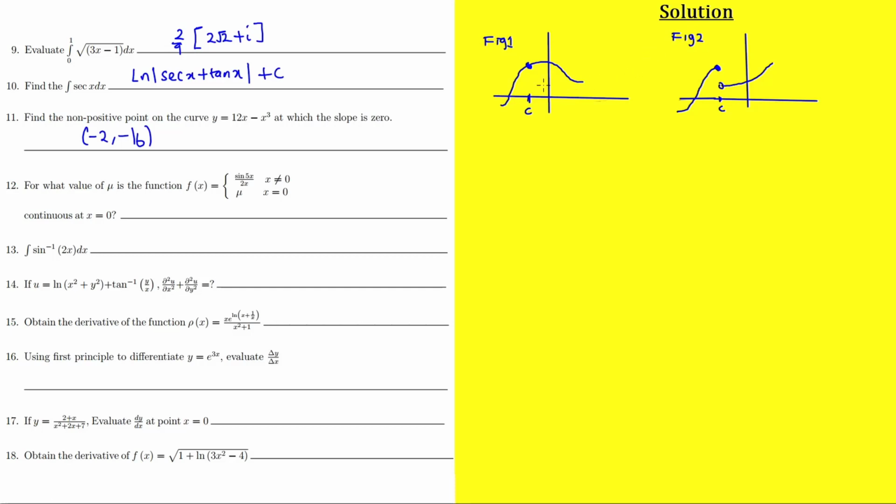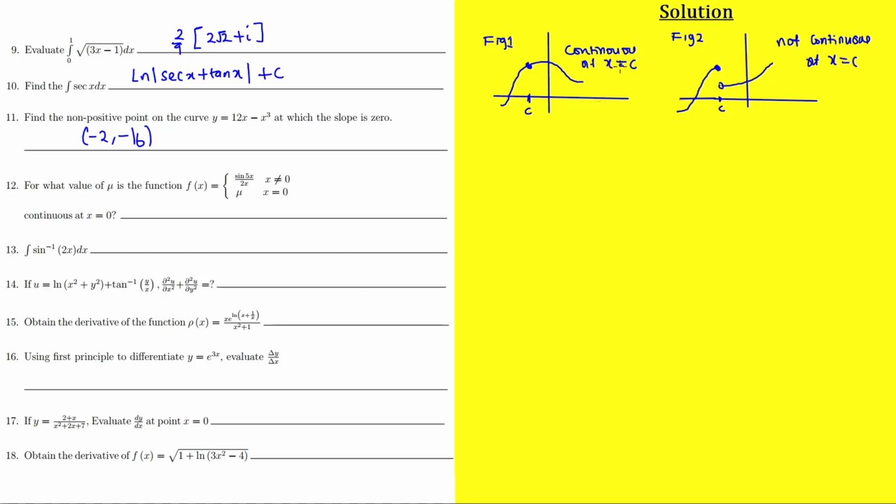Alright, now if you look at the two graphs clearly, you'll see that I can actually draw the first figure here without lifting my pen at point C. But when you look at the second figure, when you want to draw your curve, there's a break here. So this is not continuous at x equals c. Why this is continuous at x equals c.